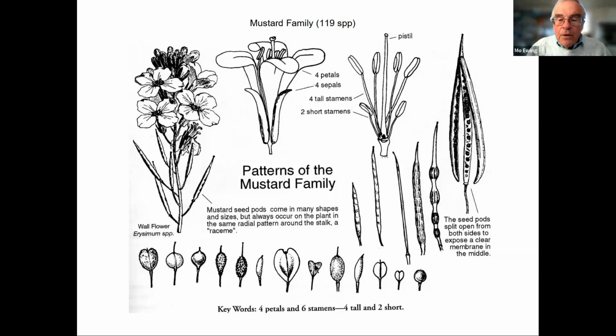And you can see there are a whole lot of different pod kinds. And in the key, it says, are the pods long and thin, which are like these, or are they almost oval, which are like these. So let's take a look at some mustards.